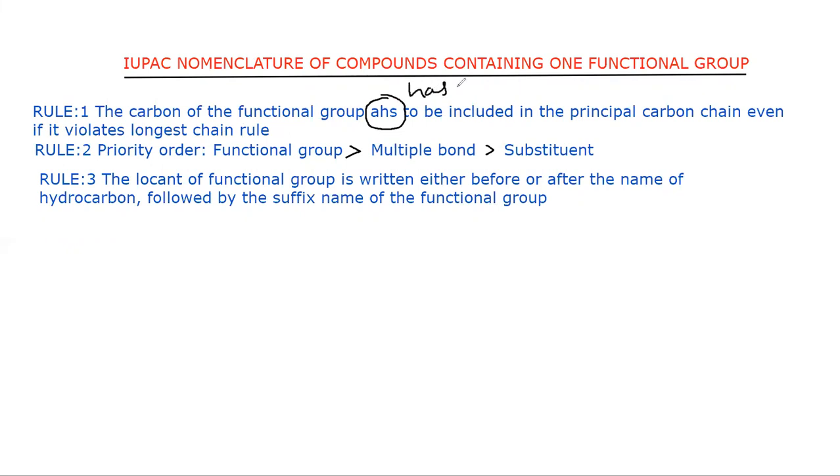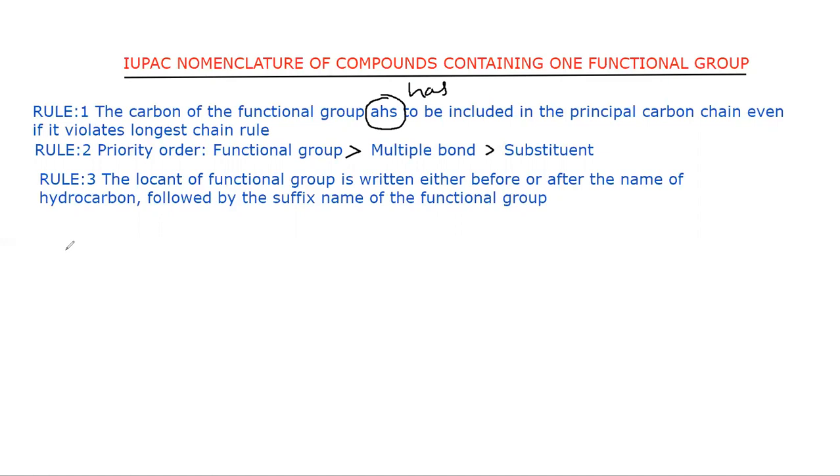The second rule is that the order of priority should be given to functional group, multiple bond, and substituent. And rule 3, the locant of the functional group is written either before or after the name of the hydrocarbon, followed by the suffix name of the functional group. So these are the rules.